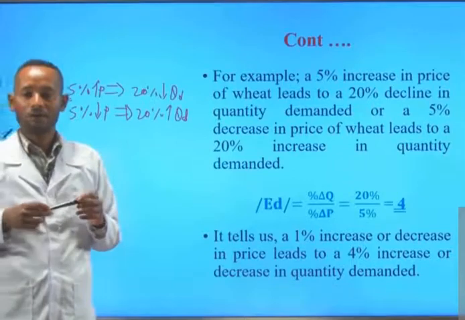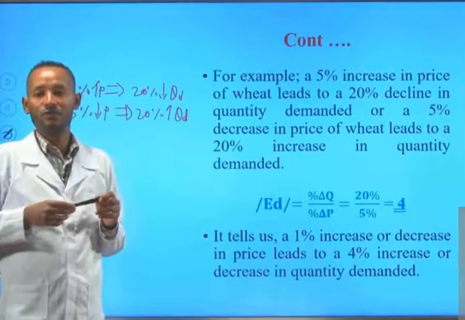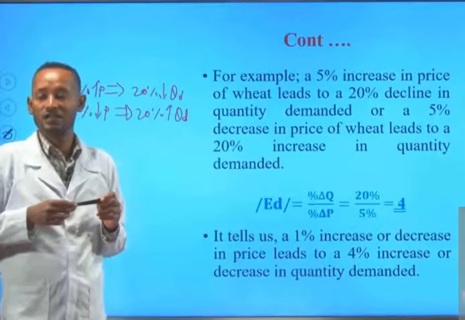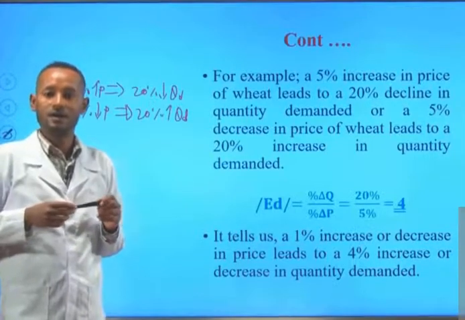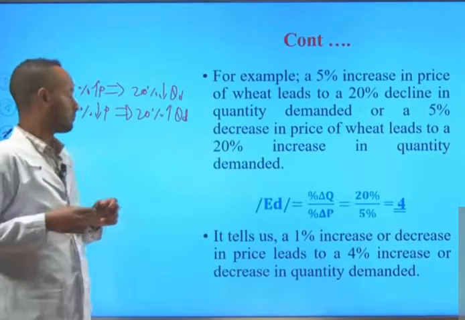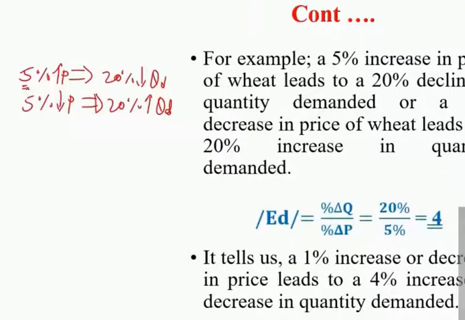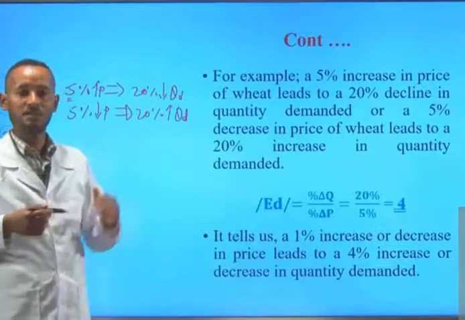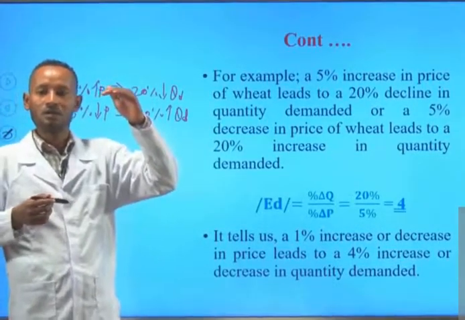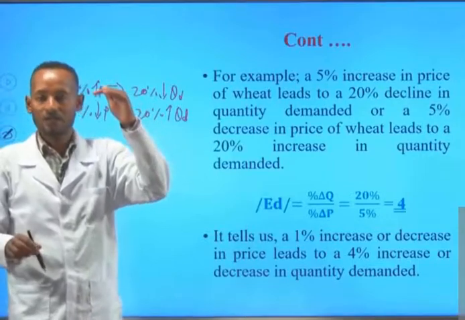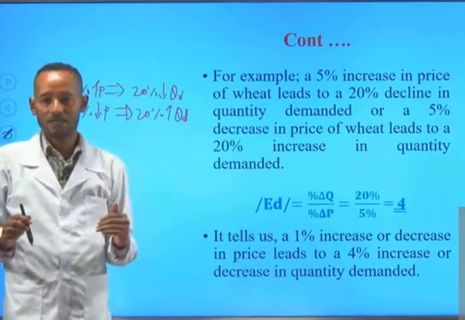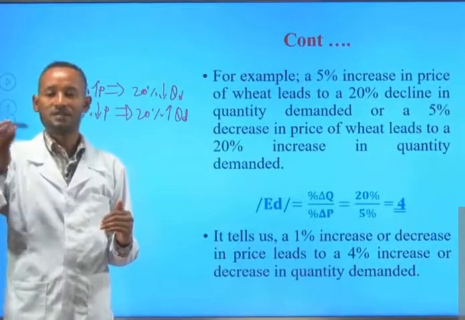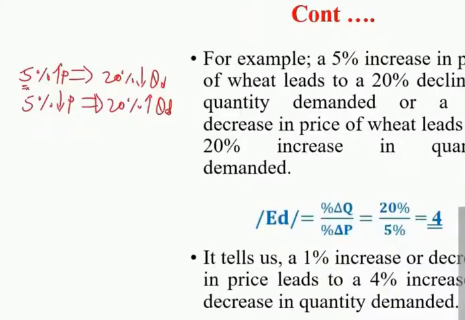Mathematically, after calculating the price elasticity of demand, if you get a price elasticity of demand value which is greater than 1, then the buyer is said to be elastic. So this 4 tells us a 1% increase or decrease in price of a commodity leads to a 4% increase or decrease in quantity demanded. That means a 1% increase in price of a commodity leads to a 4% decline in quantity demanded, and a 1% decrease in price of a commodity leads to a 4% increase in quantity demanded.